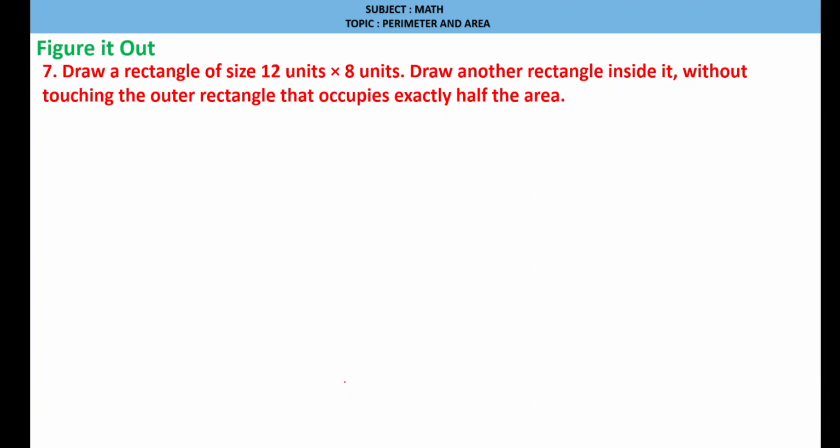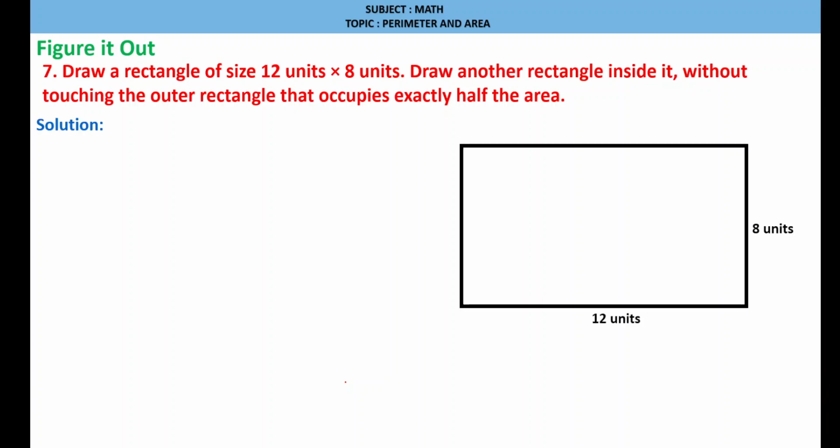Question number 7. Draw a rectangle of size 12 units by 8 units. Draw another rectangle inside it, without touching the outer rectangle, that occupies exactly half the area. Solution. Here we are drawing this rectangle of size, length 12 units and breadth 8 units. Then we have to draw another rectangle without touching this outer rectangle, but its area should be half of that one.